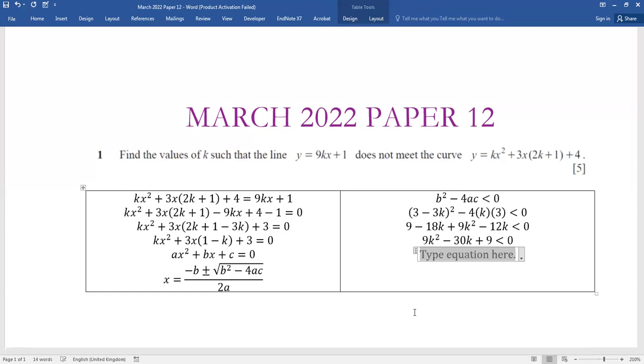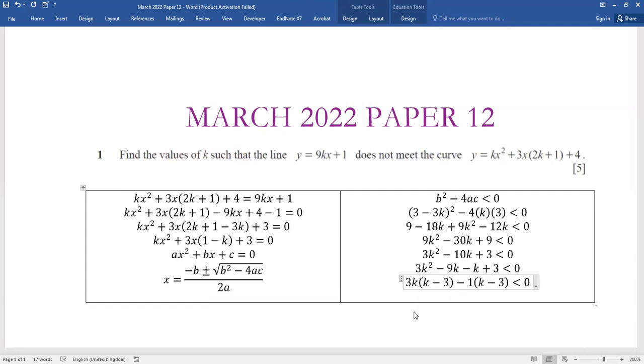If I take 3 common, then I'm left with 3k² - 10k + 3 less than 0. Now this is the quadratic inequality. 3k² - 9k - k + 3 is less than 0. And I'm left with 3k(k - 3) - 1(k - 3). So (k - 3)(3k - 1) is less than 0.